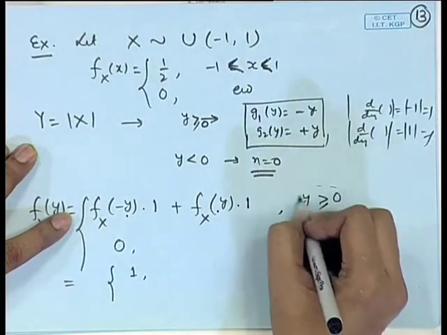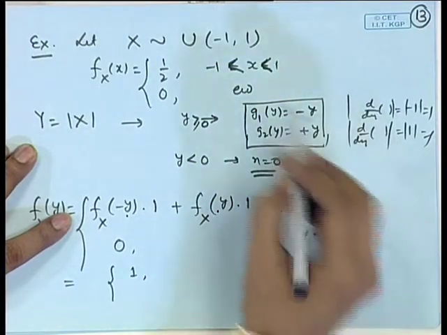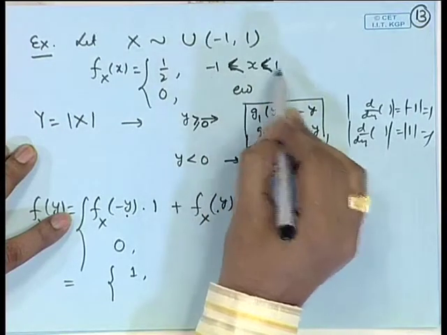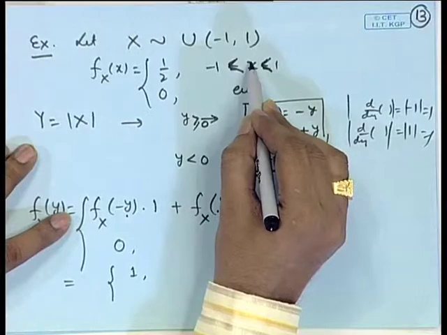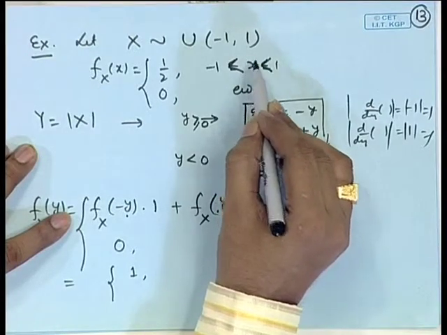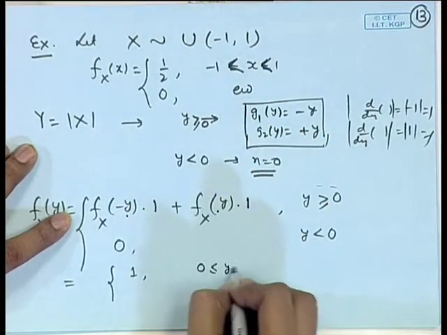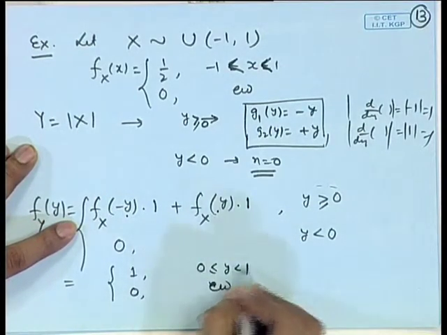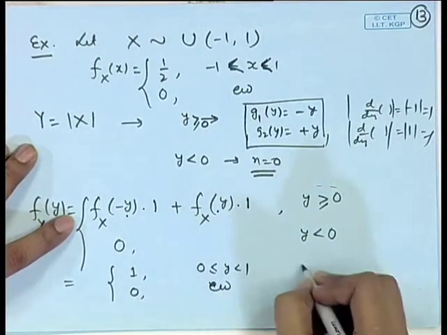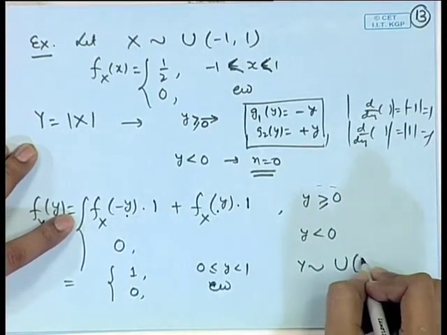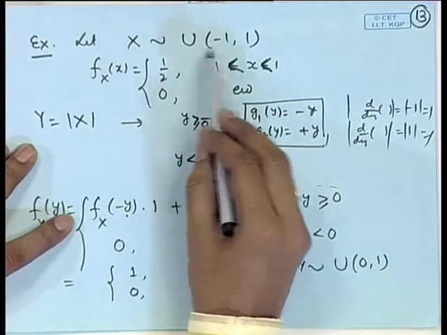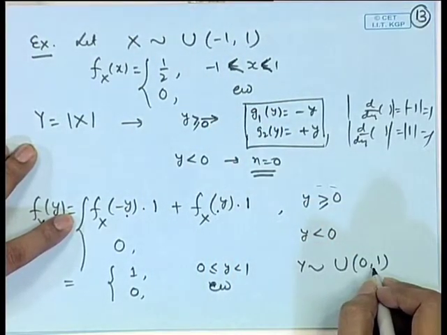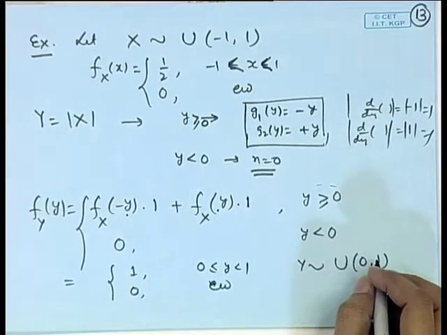Now, when we say y is greater than or equal to 0, here it will reduce to half plus half for y between 0 to 1, and it is equal to 0 for y outside 0 to 1. So, you can see that y follows uniform 0 1. If x is uniform on -1 to 1, then modulus of x is uniform distribution on the interval 0 to 1.